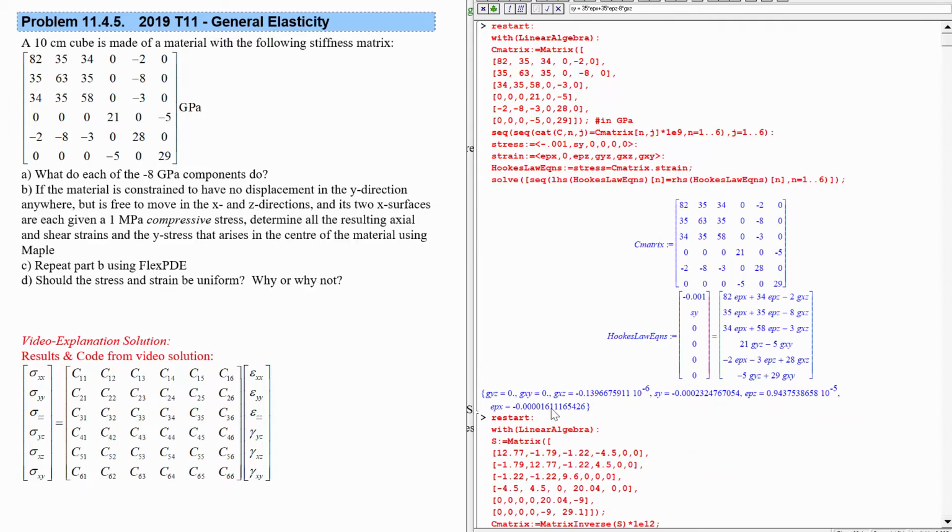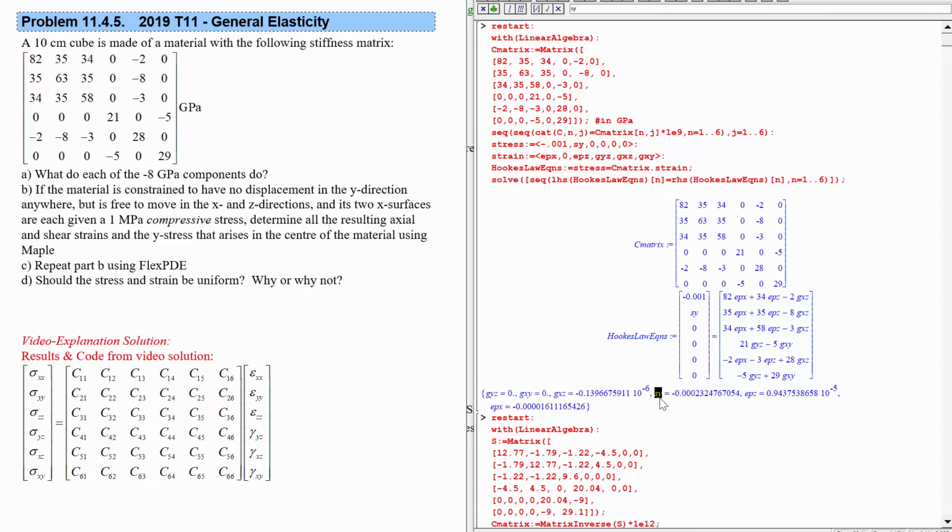And we've got solutions for everything. So this says under this set of circumstances, we should have gyz is 0, gxz is 0, gxy is 0, xz ends up being this. So we have that strain showing up. We don't have any shear strain in xy or yz.